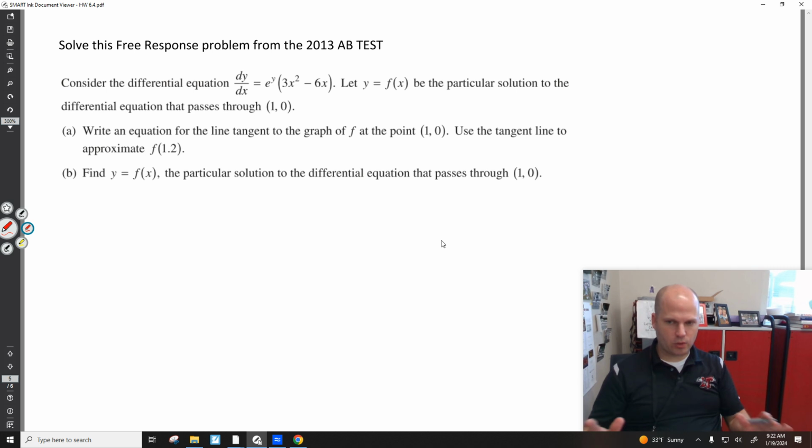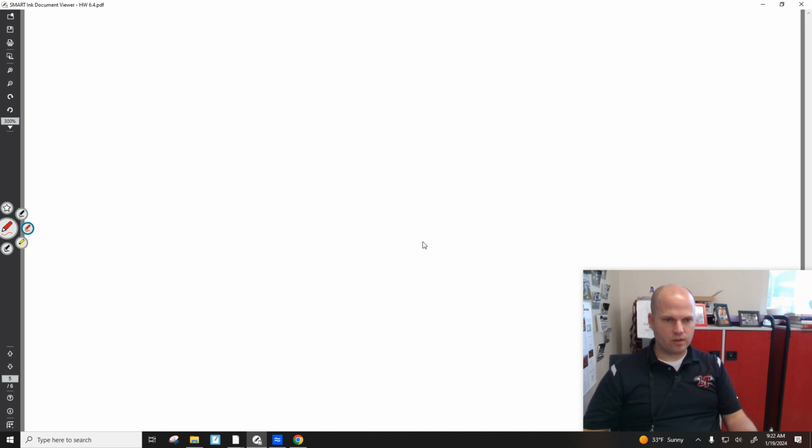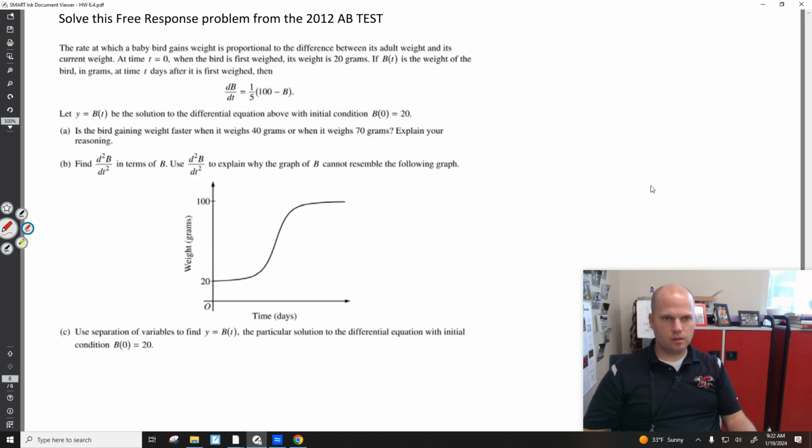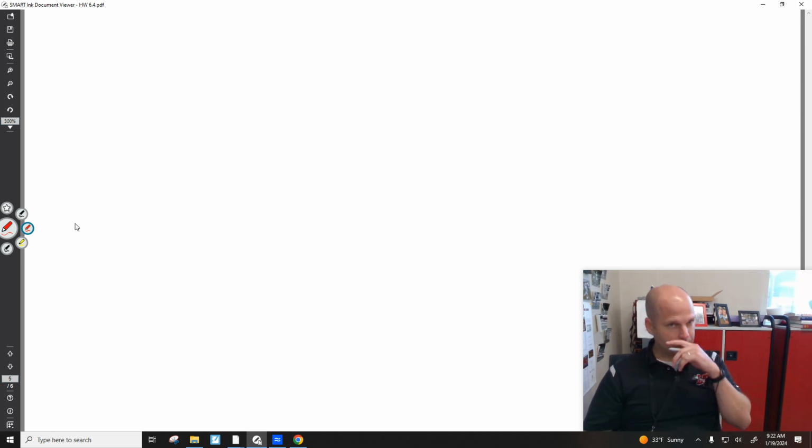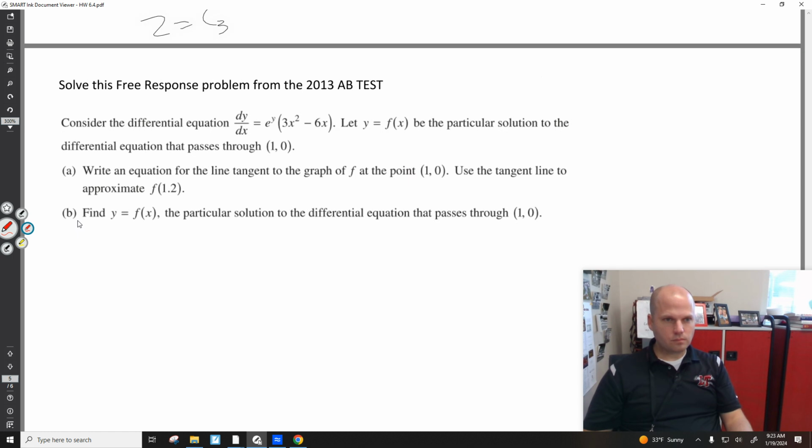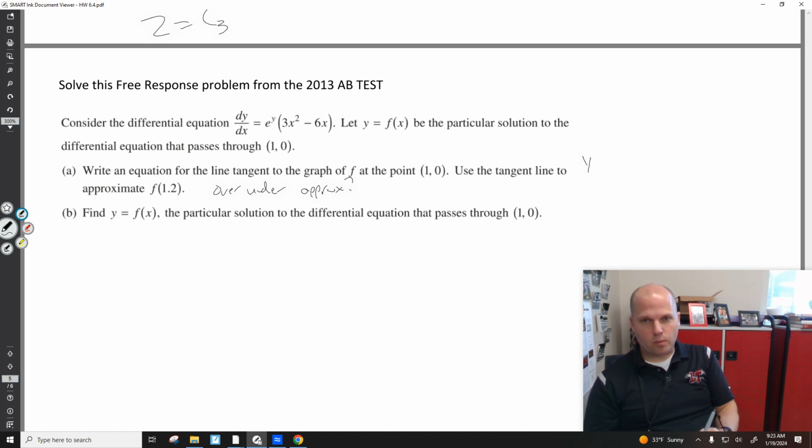This covers it. I think we're going to be ready for the test if we've done this one with one exception. Oh, we have one more after this, right? Yeah, good. This one. Heads up, we're covering everything. I'm adding something to part A. This is an over or under approximation. Okay, cool. Write the equation of the tangent line at the point 1, 0.